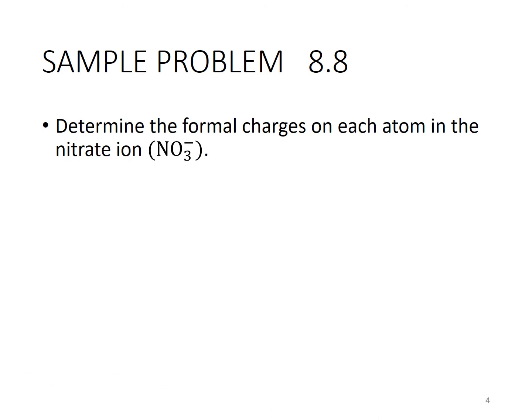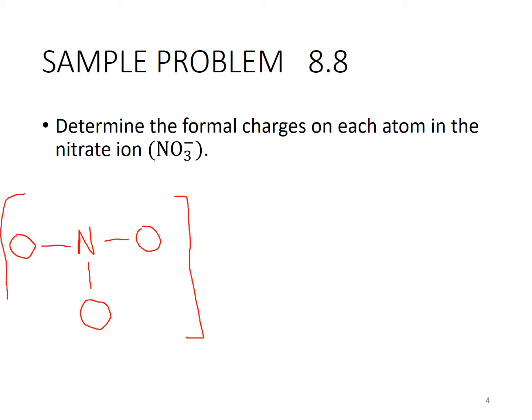So let's try one of these. Let's determine the formal charges on each atom of the nitrate ion. We're going to need to get the Lewis dot structure first and foremost if we're going to do this. Okay, so let's try to draw nitrate. So we have nitrogen and oxygen, oxygen, oxygen. And this whole thing has a -1 charge, so I'm going to put that in parentheses and indicate that we're adding 1 electron to it.